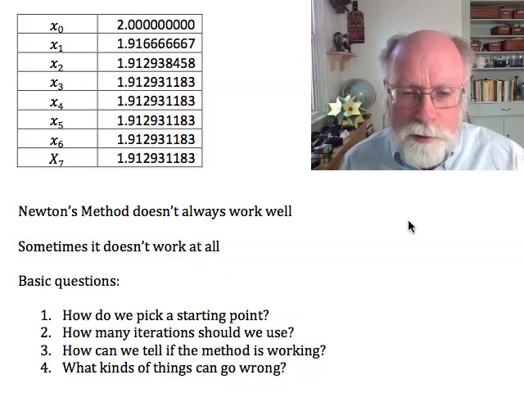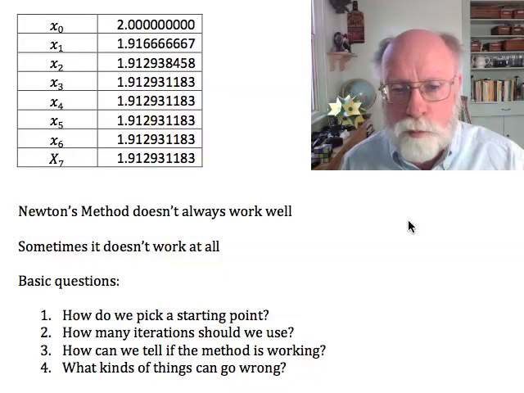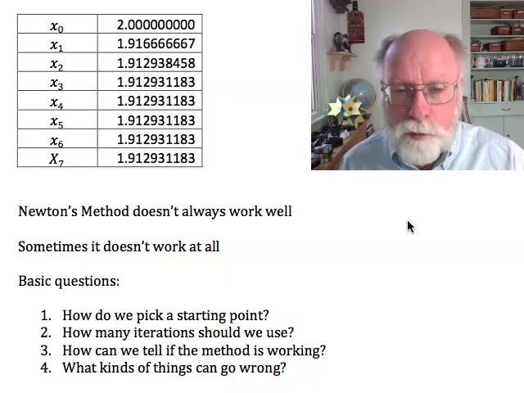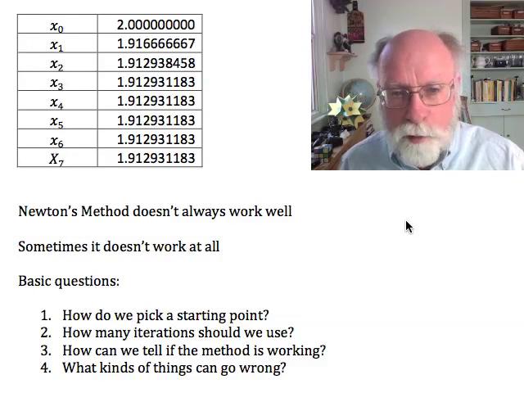The basic questions are: how do we pick a starting point? How many iterations should we use? How can we tell when the method is working and when it's not working? And what kinds of things can go wrong? Well, in the following examples, I'm going to show a few of the things that can go wrong, and then we'll say something when we're wrapping up about how you can answer all of these questions.